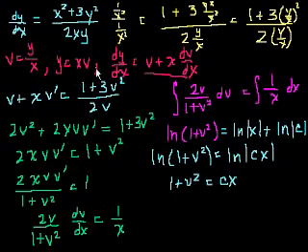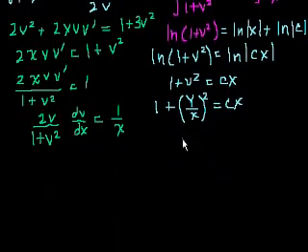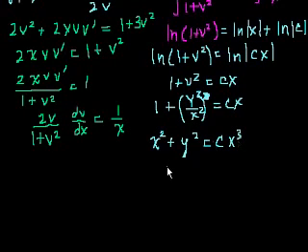And now we can unsubstitute. So we know v is equal to y over x, so let's do that. So we get 1 plus (y over x) squared is equal to cx. Let me scroll this down a little bit. Let's multiply both sides of this equation times x squared. So we could rewrite this as y squared over x squared. If you multiply both sides times x squared, you get x squared plus y squared is equal to cx to the third. And we're essentially done.